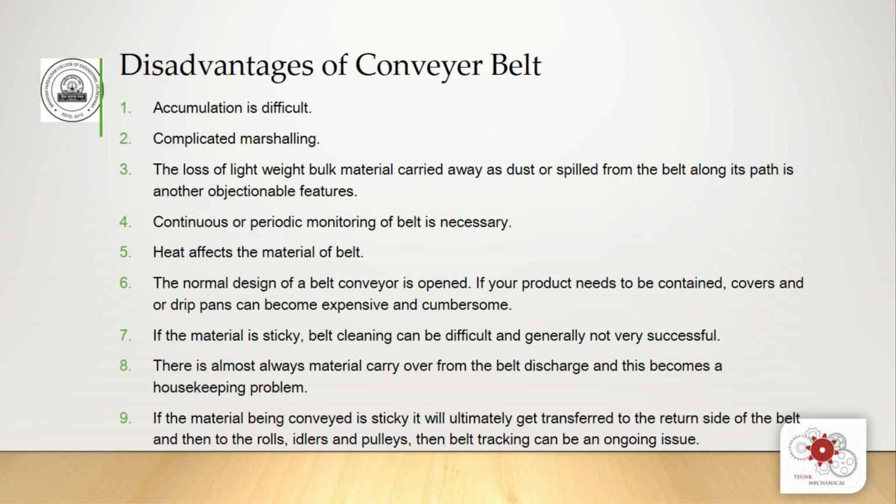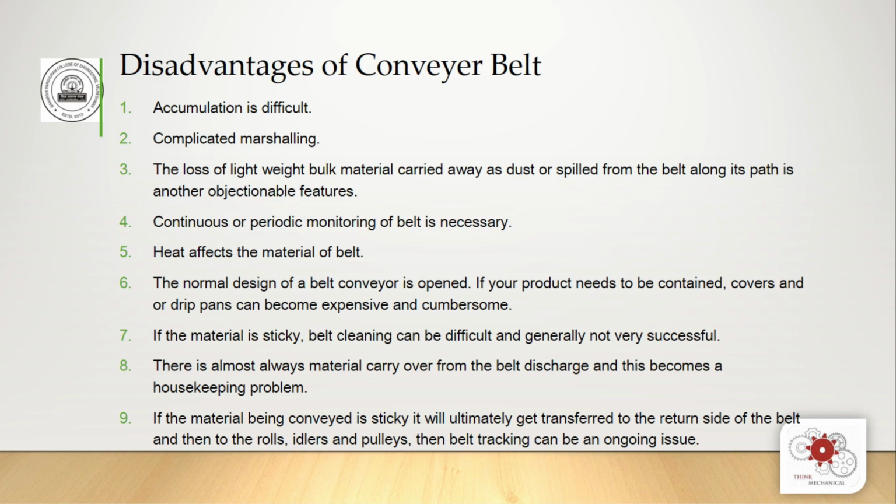The normal design of a belt conveyor is open. If your product needs to be contained, or needs covers or drip pans, it can become expensive or cumbersome. So where we have to handle airtight material, airtight containers, or something like the packaging industry, you cannot use these belt conveyors because they have an open belt system. So you can use it only for material handling.